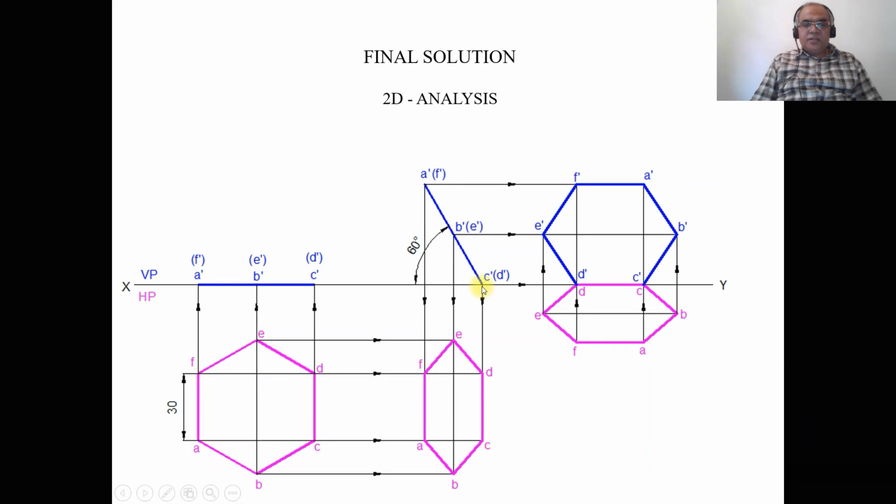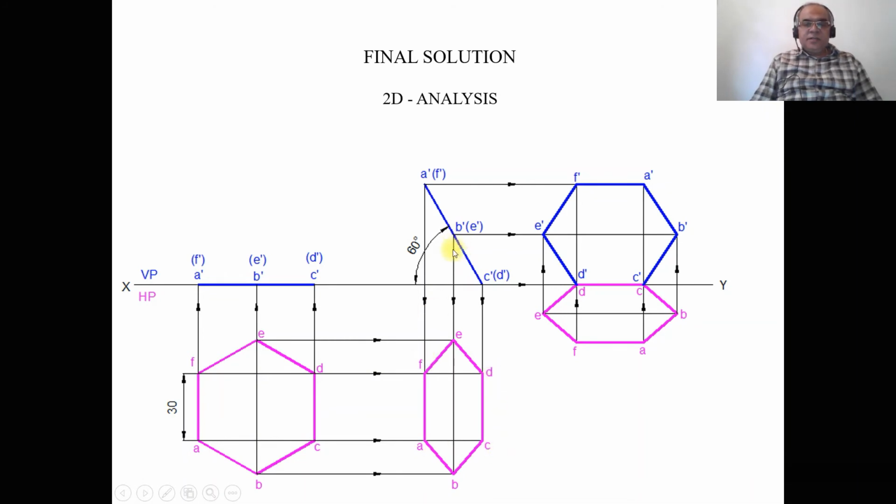Once you do that, to this we need to write the top view. So draw a vertical projector from C dash and D dash to the XY to the top view, and similarly from A dash and F dash. Then draw a horizontal projector from A and C, and similarly from F and D. Both these two lines are going to intersect at A and C here, and also F and D here. Then mark them as A, C, D, and F.